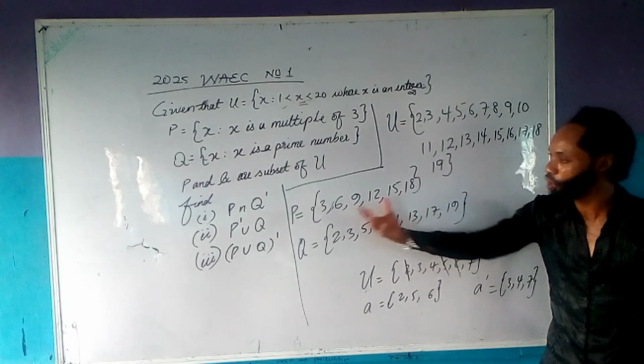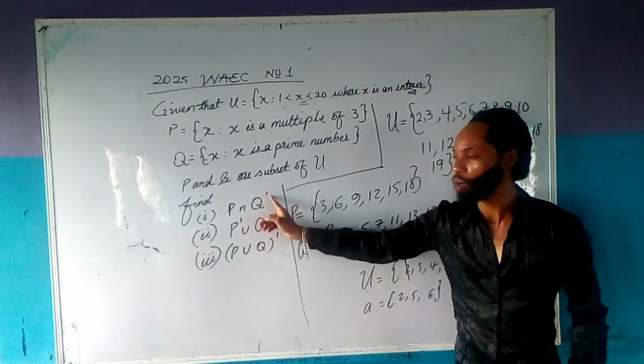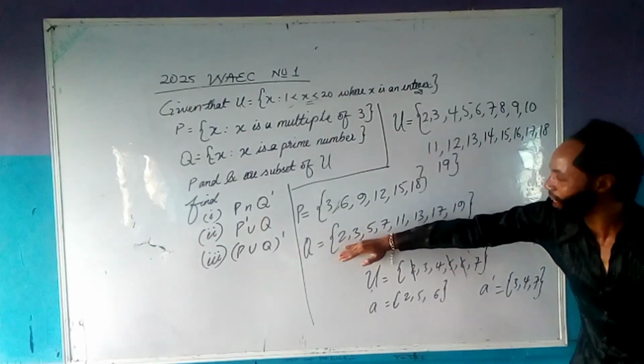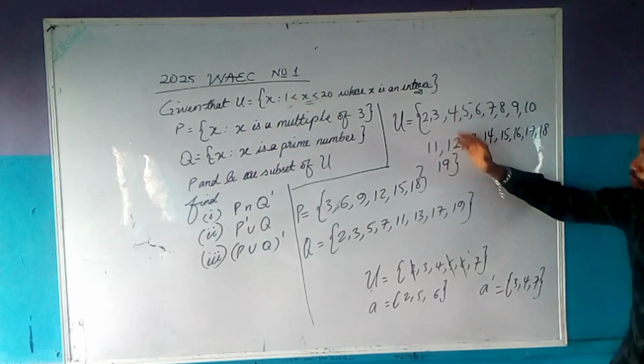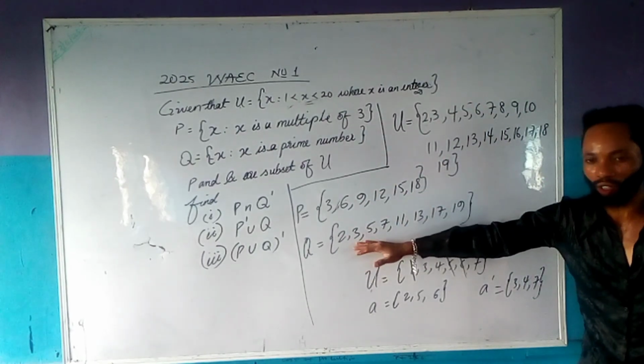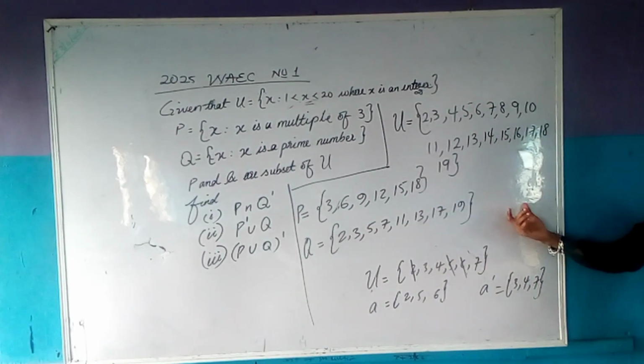So I'm just trying to explain complement because we're going to do Q complement. So we're going to take Q out from the universal set. We're going to cancel everything that relates to Q from the universal set. Okay? We're taking that out.